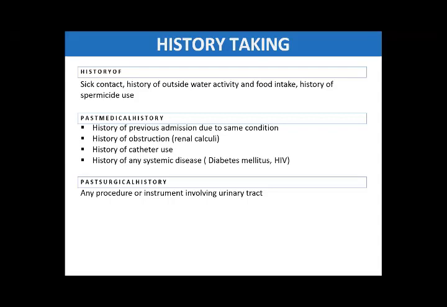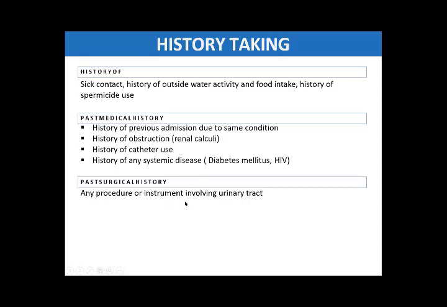If you look at the history, the patient may have a sick contact, history of water activity and food intake, history of spermicide use, and past medical history, and may have a history of previous admission for the same condition. The patient may have stricture formation, an indwelling catheter, or some other urogenital instrumentation, a history of obstruction like calculi, catheter use, and a history of diabetes and HIV. These are the predisposing factors in the history that are very important to look for if the patient has a UTI.